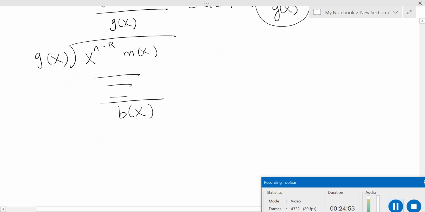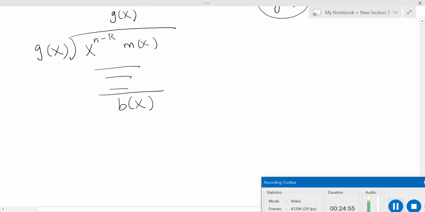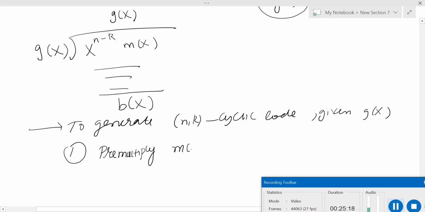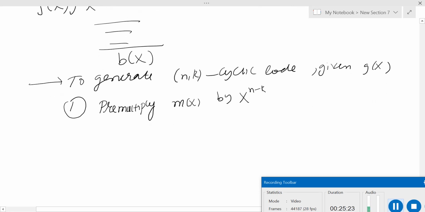So now here is the way to generate an (n,k) cyclic code. What is given to you? You are given the generator polynomial g of x. Step number 1: pre-multiply m of x by x to the power n minus k. Step 2.